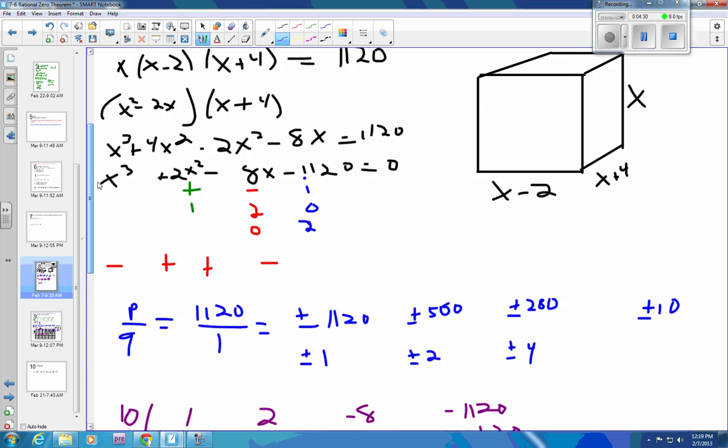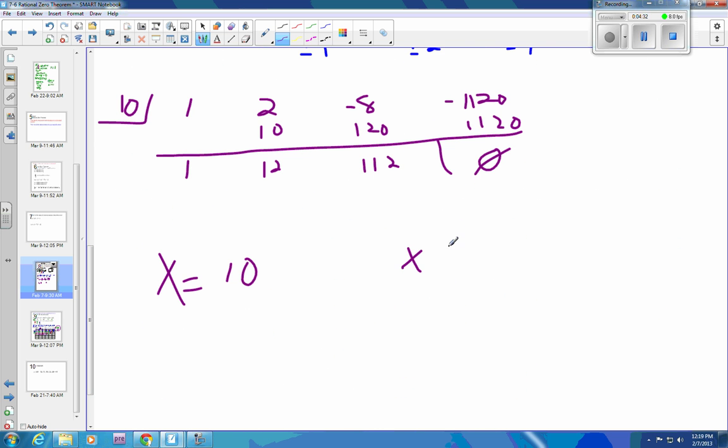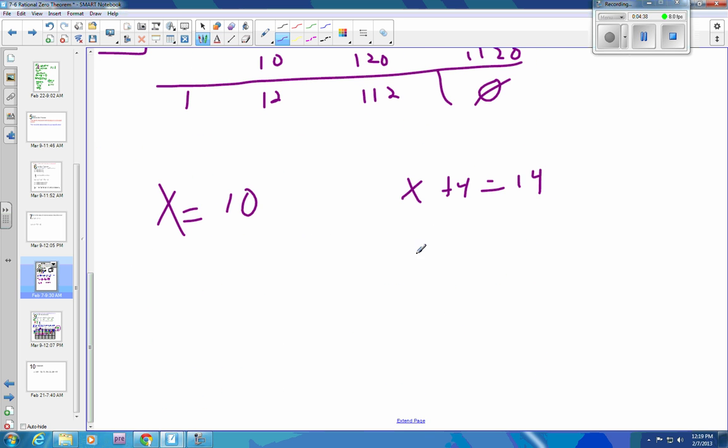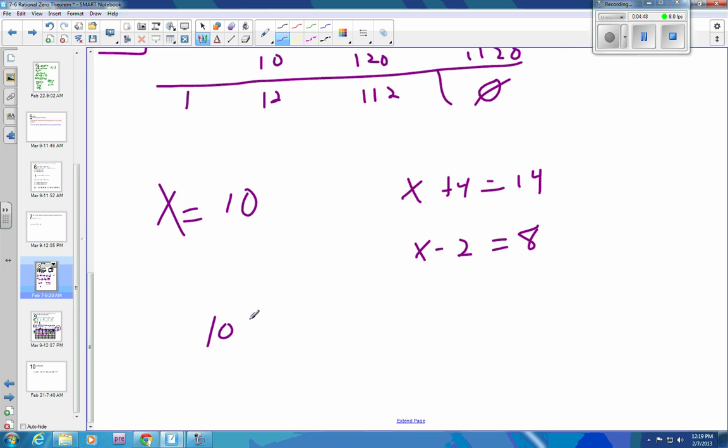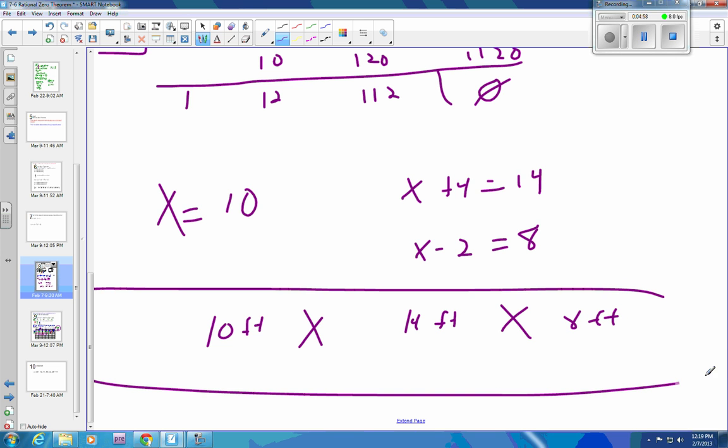So then if x is 10, x plus 4 was one of my dimensions, so that would be 14. And my other dimension was x minus 2, so x minus 2 would be equal to 8. And so my dimensions are 10, and these are in feet, I believe. Yep, these are in feet. So that's 10 feet by 14 feet by 8 feet. And that is my answer to my problem.